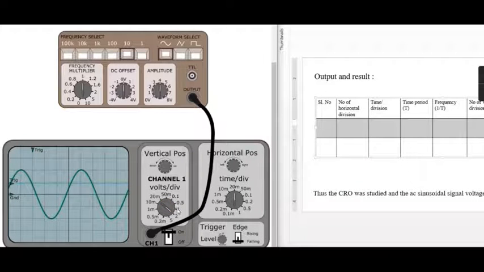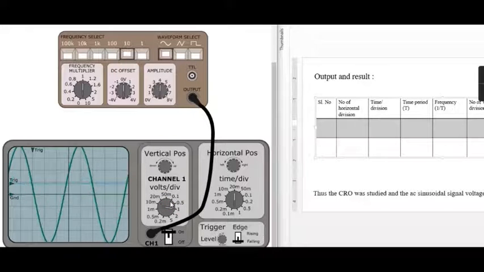Now this is the voltage per division and this is the time per division that we have seen in the CRO. Now we are going to measure the frequency. The x-axis will represent the time and the y-axis will represent the amplitude. Now we have set a frequency, a sine waveform is chosen here, and you can vary the voltage per division.